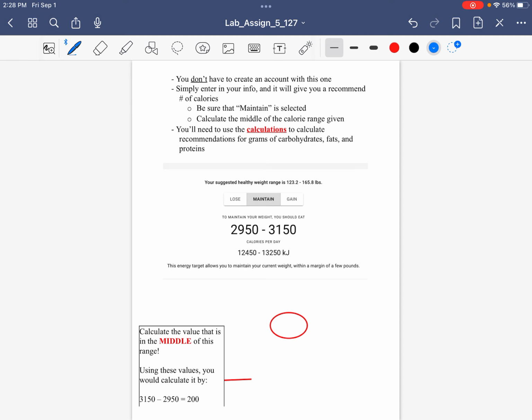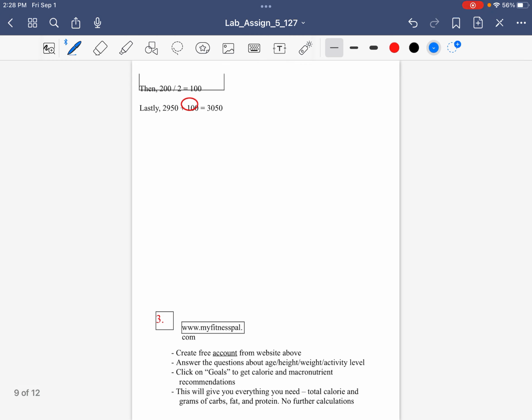For Calorie King, once you enter in your information, it's going to give you a range. I want you to calculate the middle of that. So I did an example. If this is what the range is that the website gives, I did the top number minus the bottom number. So here in this case, it was a 200 calorie difference. And then I took that, divided it by 2, 100, and then I added that to the bottom number. So use the examples.